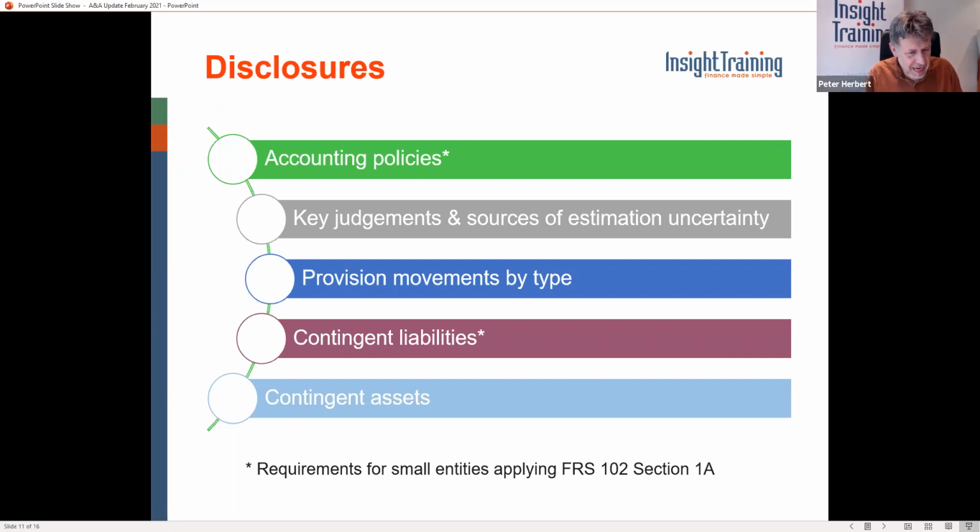A couple of those you'll see that I've asterisked, and the asterisked ones are requirements specifically for small entities applying FRS 102 Section 1A. No specific detailed disclosure of any of that for micro entities applying FRS 105. And the FRS 105 accounts are automatically deemed to give a true and fair view, although over disclosure is allowed. It's not particularly encouraged, but certainly from an FRS 102 point of view, there are a couple of aspects there that would absolutely be relevant to small entities as well.